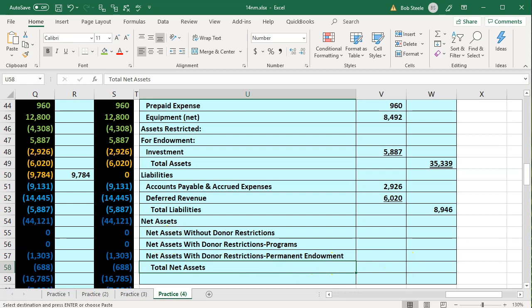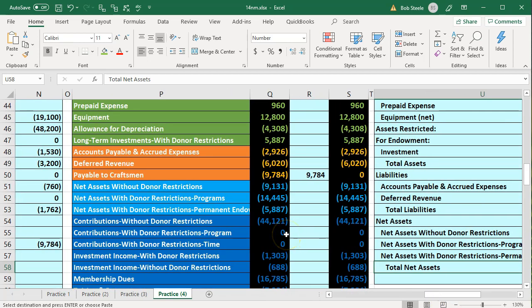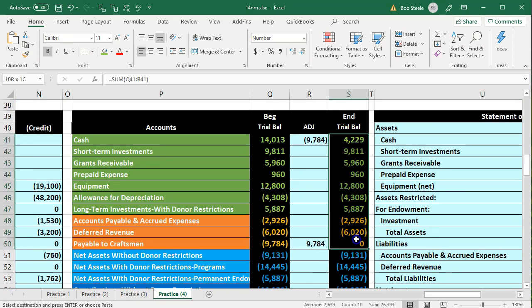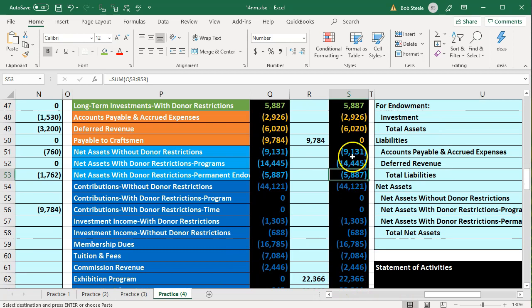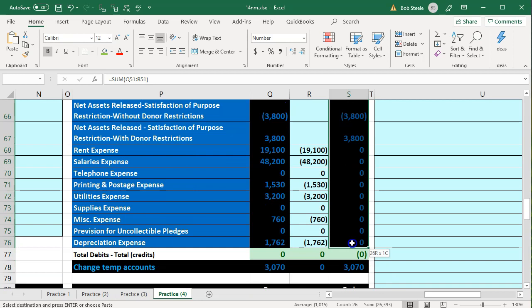So to do that, because you'll note that just like in a for-profit type of organization for the equity section, you know that assets minus liabilities obviously equals equity. And we know that all the blue accounts are going to equal equity, in this case being net assets, same as equity for a for-profit. All the blue accounts is going to equal total equity.